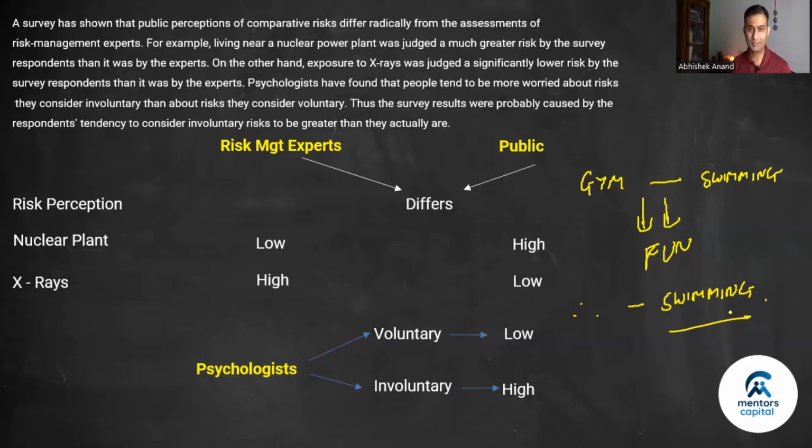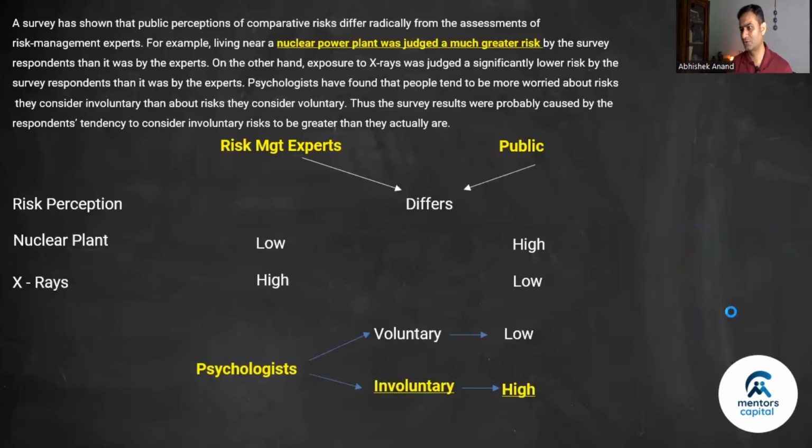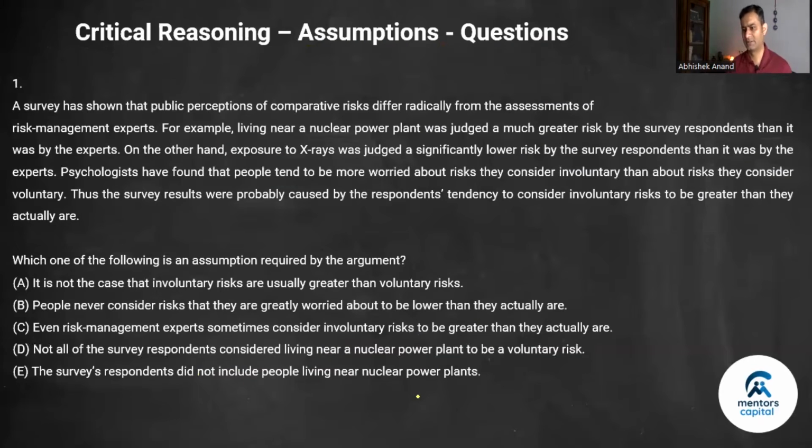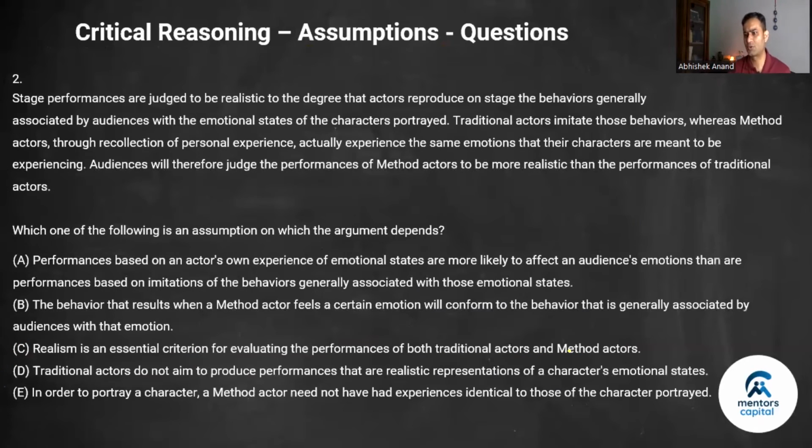Same structure, guys. So you could have pre-thought here also. This is what is given to us: the nuclear power plant was judged a much greater risk. This was the criteria, involuntary, high. So the answer would be D. Not all of the survey respondents considered living near a nuclear power plant to be a voluntary risk. They would have considered it involuntary. Therefore, they have given it a high risk rating. Choice D is a different way of saying that people consider staying near a nuclear power plant to be more involuntary. All right, let's come to question number 2.